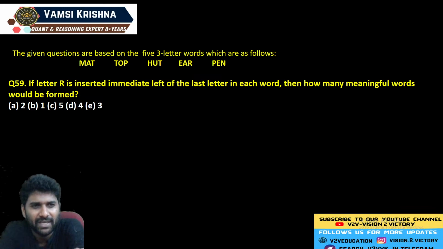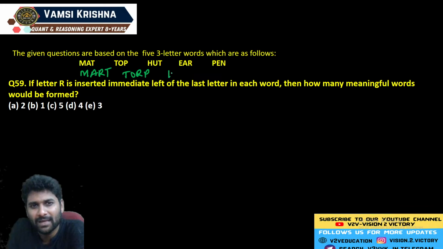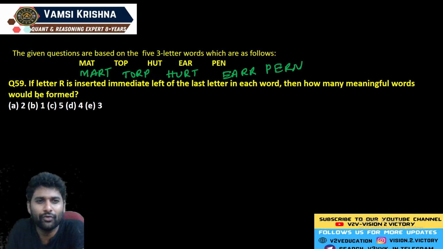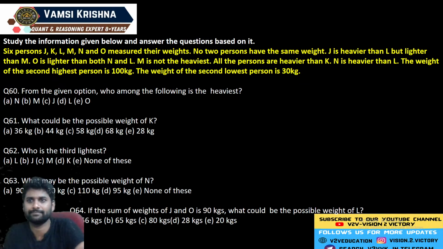Now see the next one. If letter R is inserted immediate left of the last letter in each word. So here MART, TORP, HURT, EARR, PERN. Then how many meaningful words are there? We have mart meaningful, hurt is meaningful, and the remaining two are not meaningful words. There are 2 words. Next.